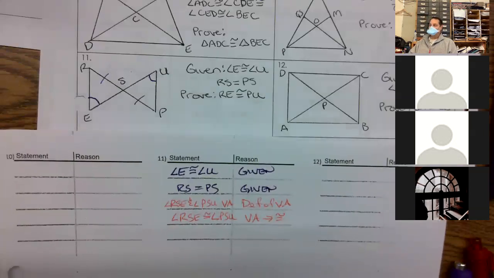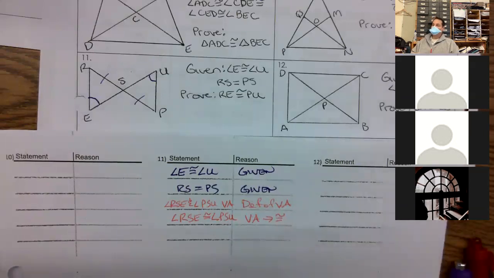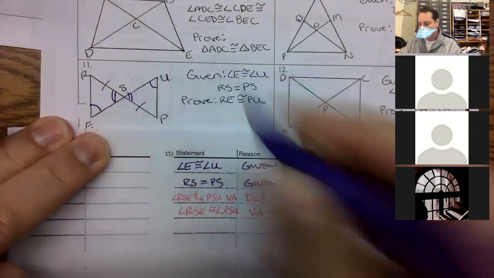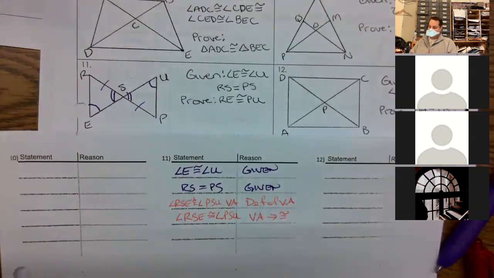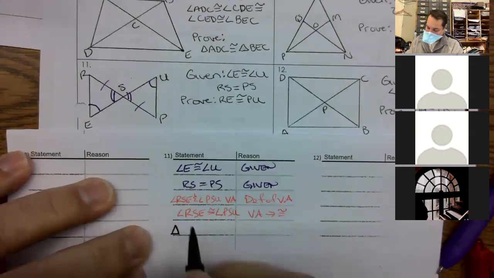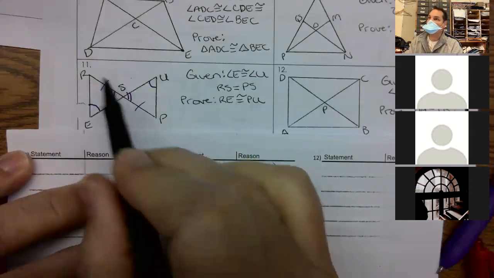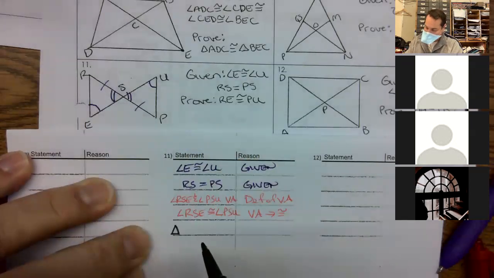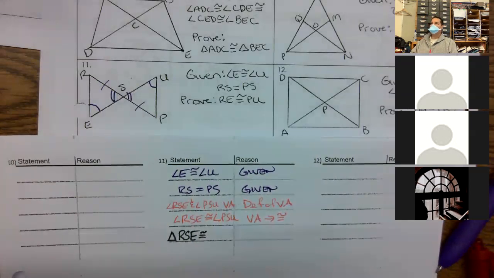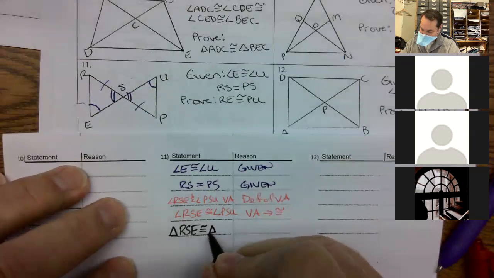Very good. And with that in place, I can draw that in. Do I have enough to prove the triangles are congruent? I do. So let's say we want to call this triangle first. How do we name it? Triangle RSE? Sure, first one's free. But now that I've determined that it's RSE, I have to name the second triangle in the right way. What is it?